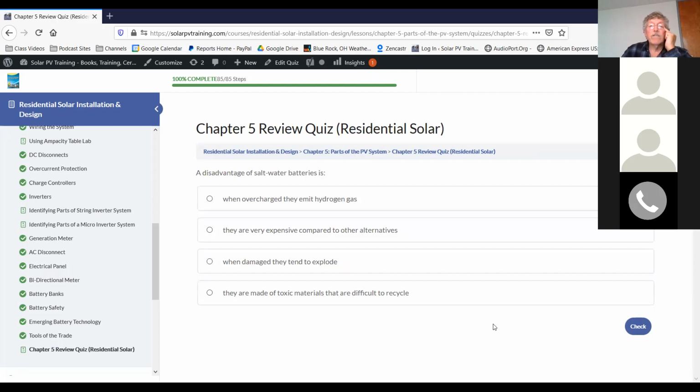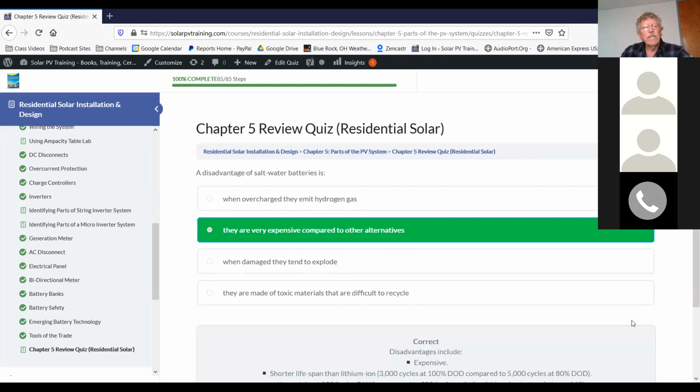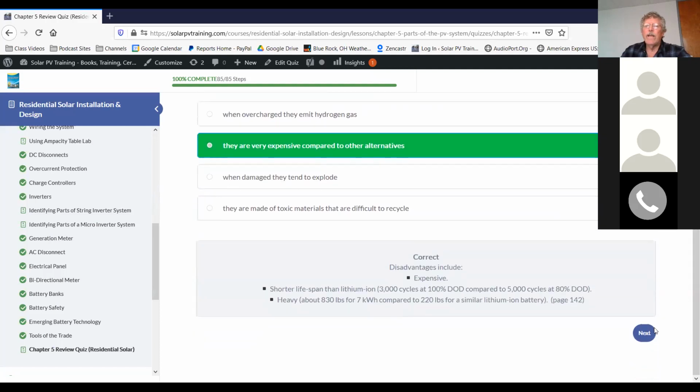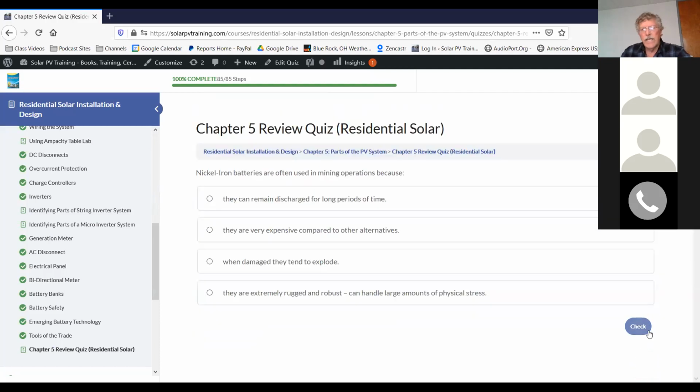A disadvantage of saltwater batteries is, well, they overcharge and emit hydrogen gas. That's not true. That's lead acid batteries. They're very expensive, and that is the issue. When damaged, they tend to explode. Nope, that's lithium ion. They're made of toxic materials. That's lithium ion. No, they're just expensive. They're an emerging technology. I think we'll find that the price comes down as they get more widely accepted.